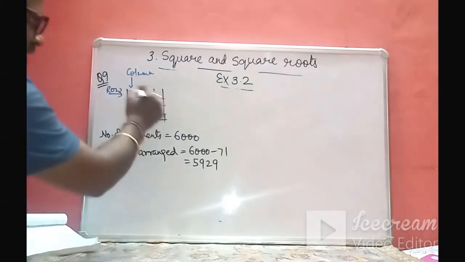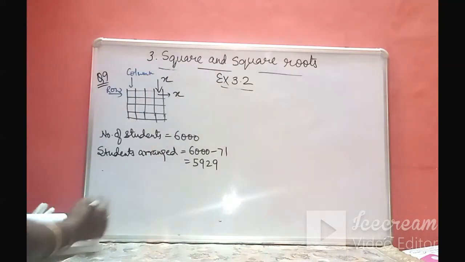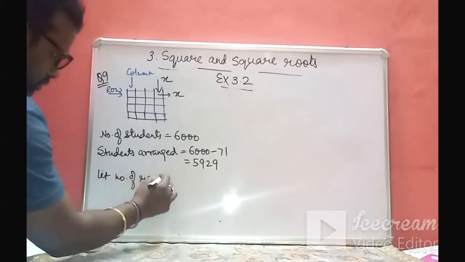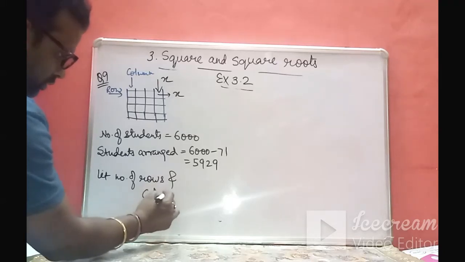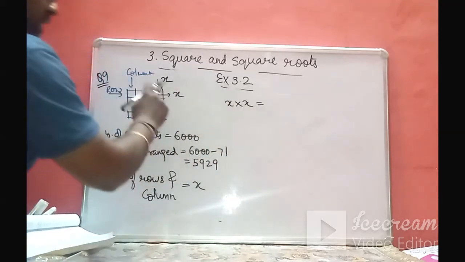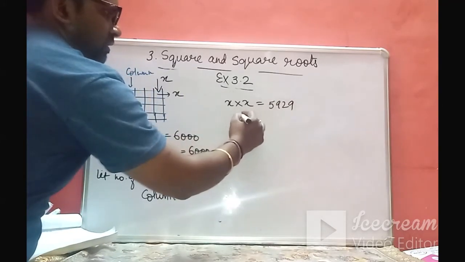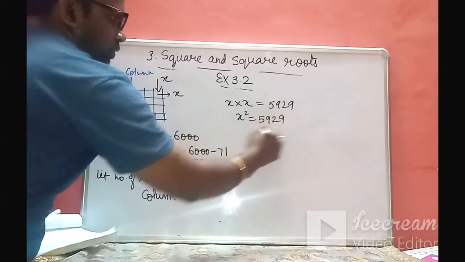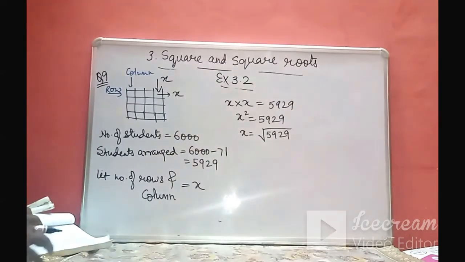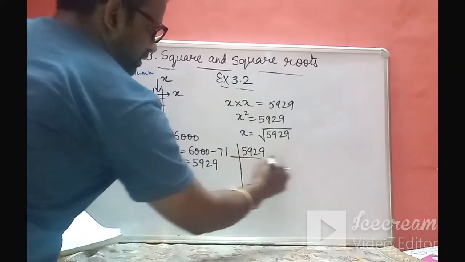So we have to calculate the number of rows. Let the number of rows equal x and the number of columns also equal x. Since both are equal, we can assume both as x. So x into x will give you the number of arranged students. So again, what is x? x is the square root of 5929. Then let's do its prime factorization. Again, a typical type of number is there.